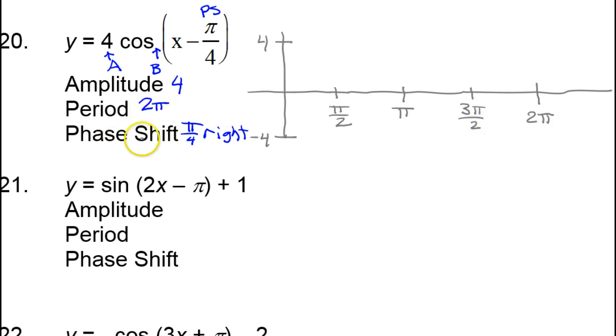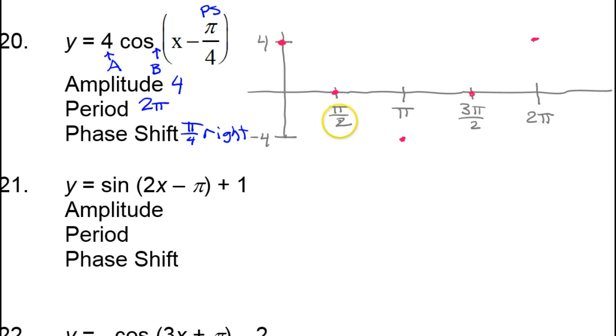Now, if there were no phase shift, then this is what the graph would look like. This is a cosine function, so it would start off up high, and then it would go to the midline, and then it would go low, back to the midline, and it would end up high again. So these 5 critical values would show me exactly where the function would be if there were no phase shift. But I need to move each of these points pi over 4 to the right.